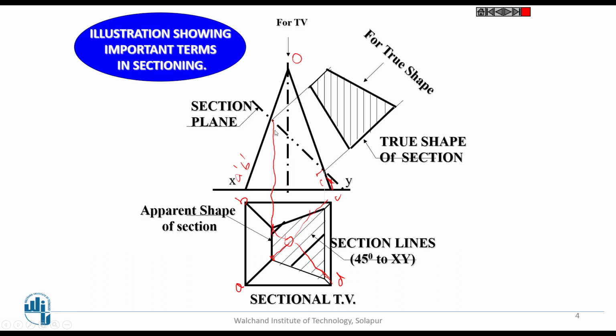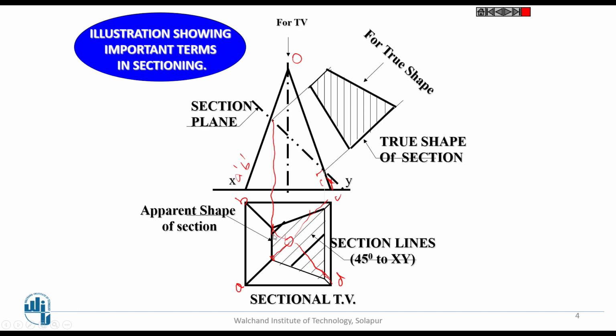If it is parallel with the XY line, you will get this as a true length. You can consider that if this base is parallel with the XY line, that is the reason you are getting this as a true length. But this cutting plane is not parallel with the XY line, that is the reason this is an apparent shape of the section in the top view. That is what you are going to call the sectional top view.